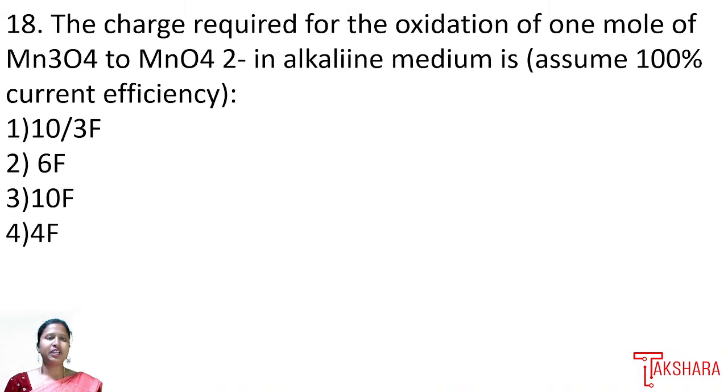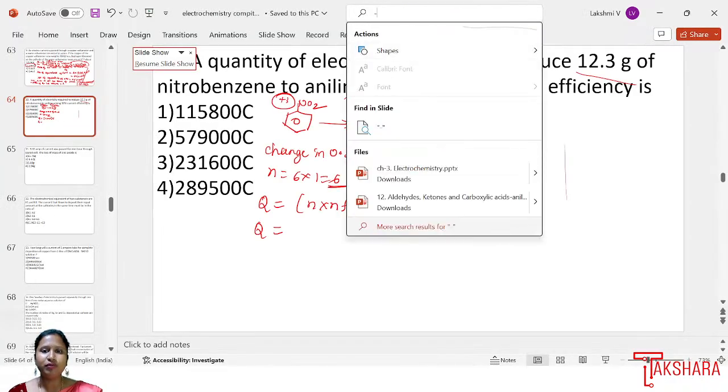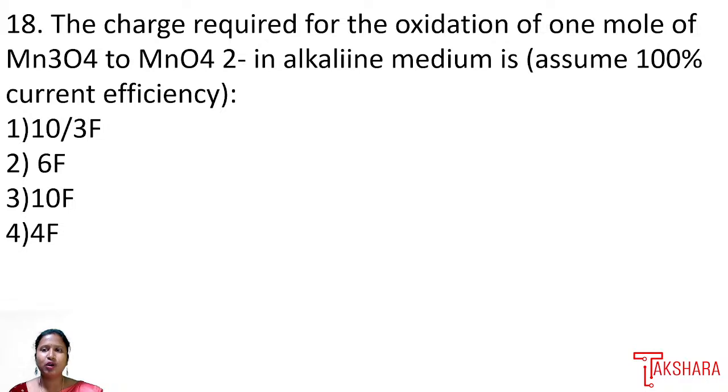Okay, next question we have: the charge required for the oxidation of 1 mole of Mn3O4 to MnO4 2 minus in alkaline medium, assume 100% current efficiency, is what, they are asking. How much charge is required for the oxidation of 1 mole of Mn3O4 to MnO4 2 minus in alkaline medium? Okay, so they are asking how much charge is needed.